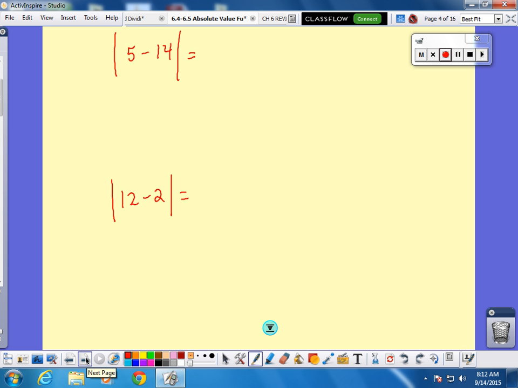Alright, let's look at these. What is 5 minus 14? Negative 9. What's the absolute value of negative 9? Positive 9. What is 12 minus 2? And the absolute value is 10. So don't think about changing the sign with absolute value. Remember that it's distance, so it's always positive. Any questions about those? Those are just real simple review type problems.